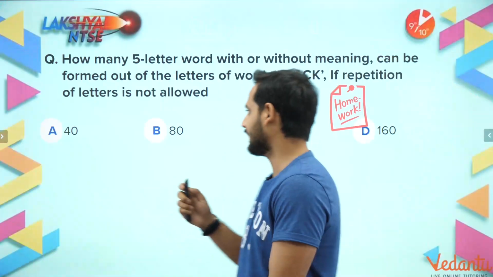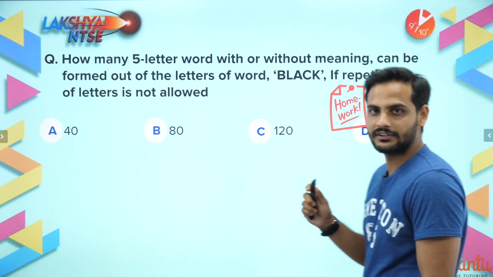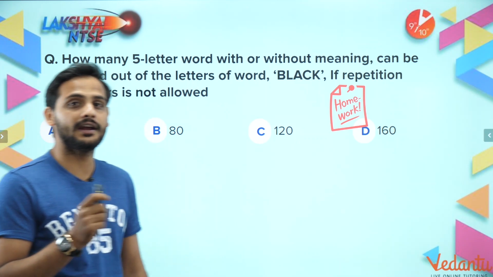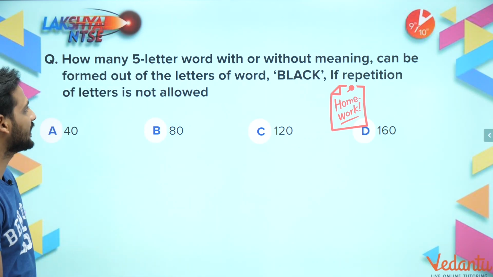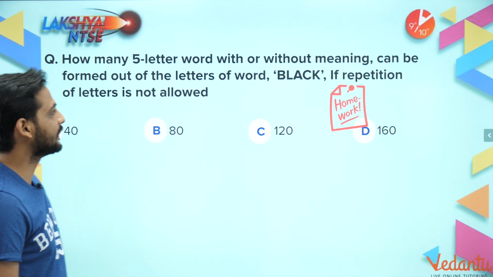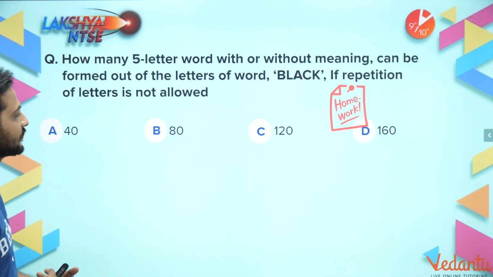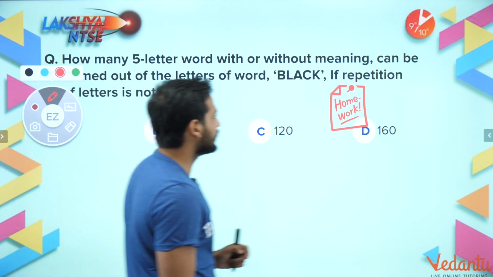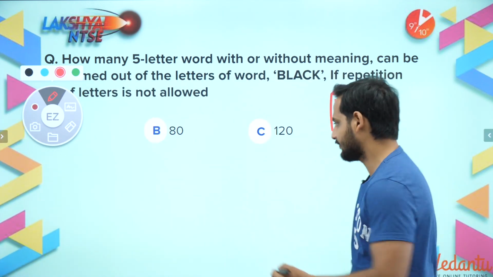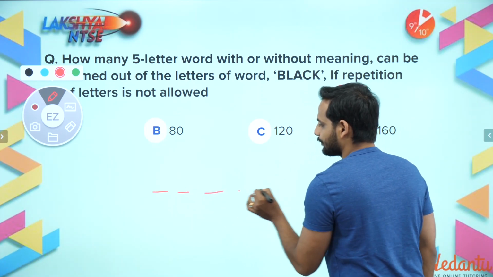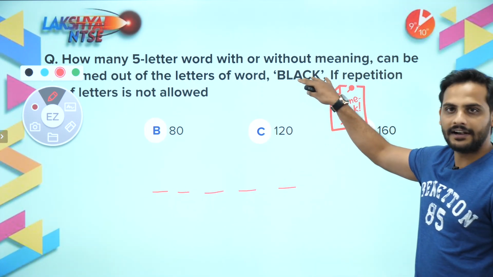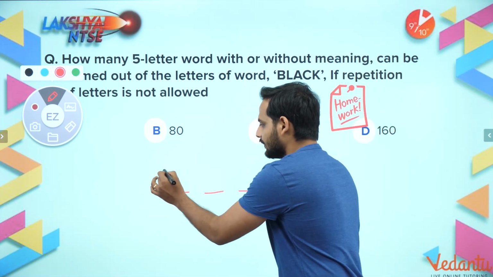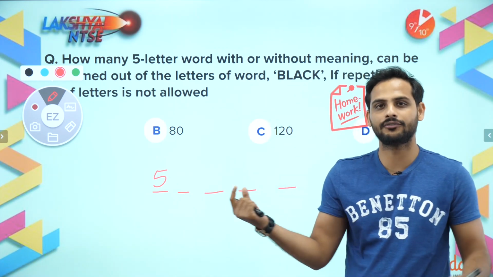Chalo, so let's start with the homework question I gave from session 17, which was on the fundamental principle of counting and cubes and dice. The question was: how many 5-letter words, with or without meaning, can be formed out of the letters of the word BLACK if repetition of letters is not allowed? Bachcho, you know clearly that I have 5 letters, so let us draw 5 spaces. At the first place I can put any letter, so I have 5 choices for the first place.